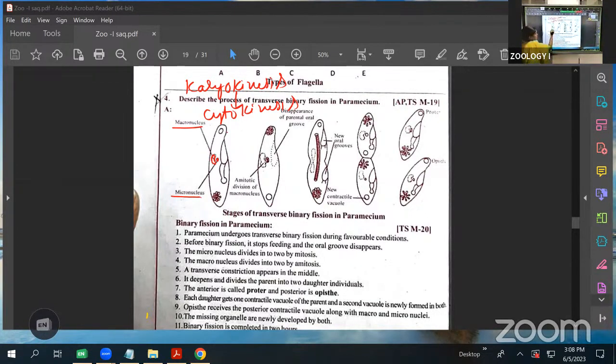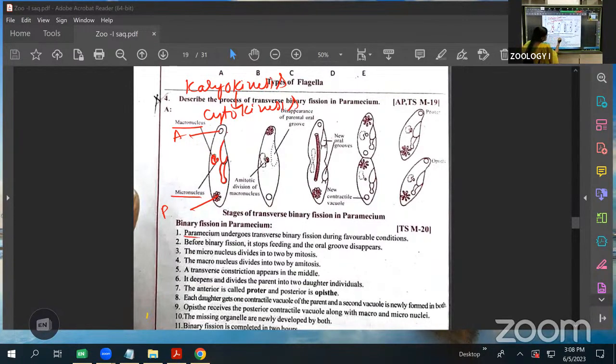Structurally, the macro and micro nuclei are present, and the two contractile vacuoles are present. This one is the anterior contractile vacuole, and this one is the posterior contractile vacuole. Also this is the oral groove. Here is the cytopharynx, and the oral groove is present near here.